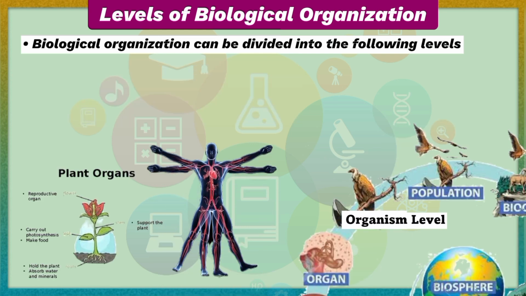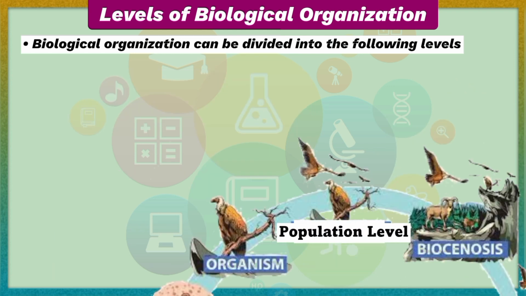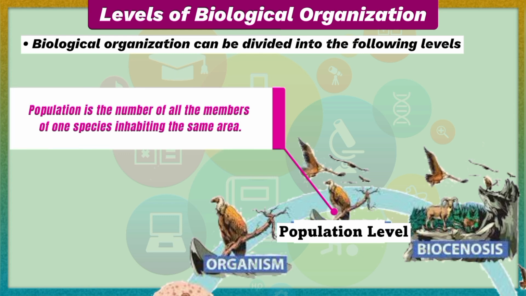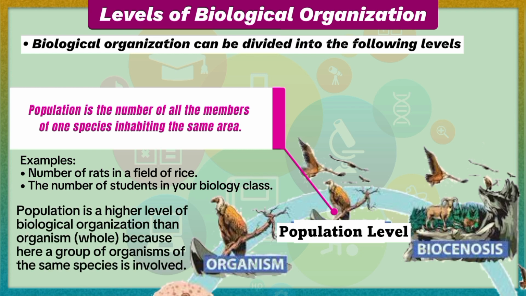Organism level. It is an individual living thing, composed of 1 or millions of cells. Population level. Population is the number of all the members of one species inhabiting the same area. Examples are the number of rats in a field of rice, the number of students in your biology class, or human population in a city. Population is a higher level of biological organization than organism, because here a group of organisms of the same species is involved.